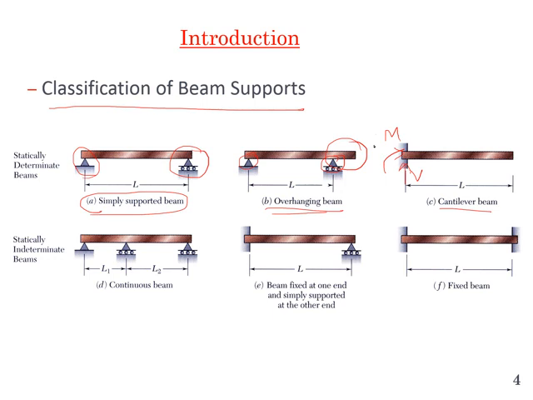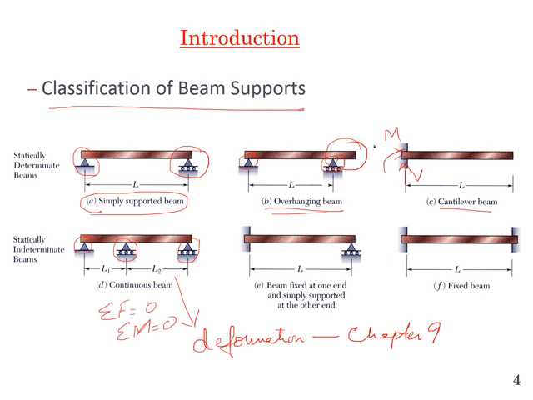Now, there is another classification. Those are statically indeterminate beams. For example, in this one we have three reactions, but we cannot find these three reactions with statics alone, that is, sum of forces is equal to zero and sum of moment is equal to zero. So for these types of beams, we have to consider deflection or deformation. With that deformation, we can find the reaction. But this we will discuss in chapter 9.